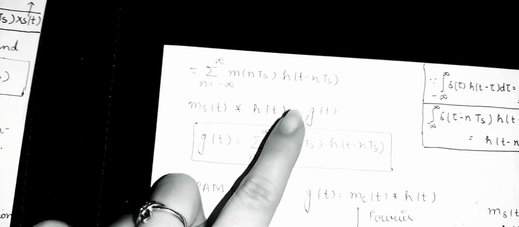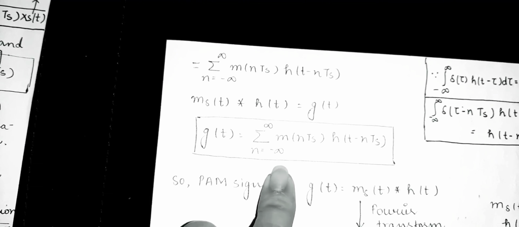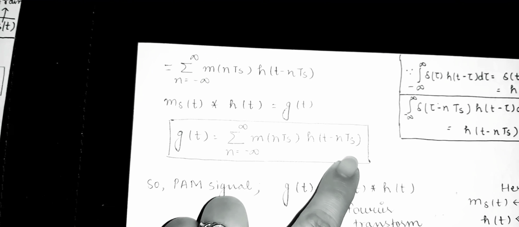So we can say that m_delta(t) convolved with h(t) is equal to g(t), that is g(t) = summation n equals minus infinity to infinity m(nTs) into h(t - nTs). So this was all about the generation.